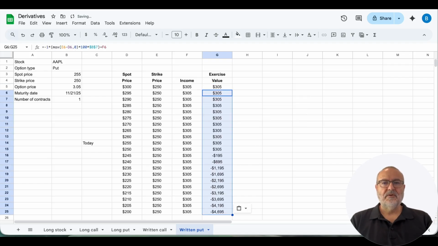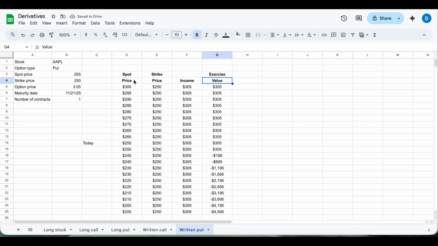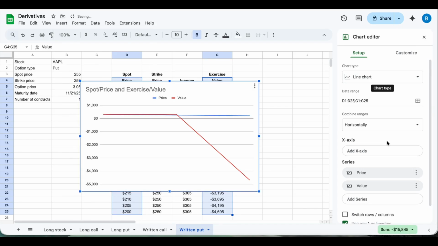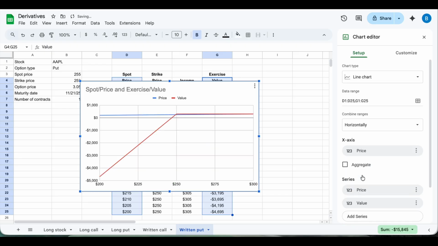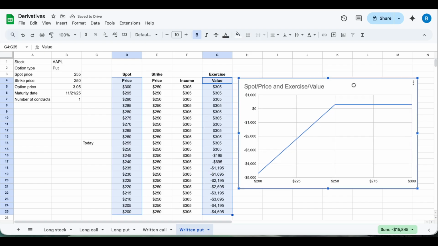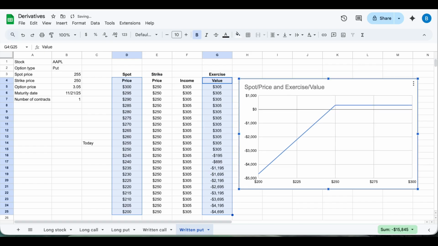Finally, we add the profit and loss chart. Notice that we have a very limited profit of $305 and unlimited loss potential.